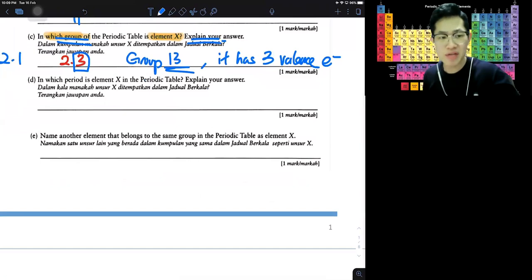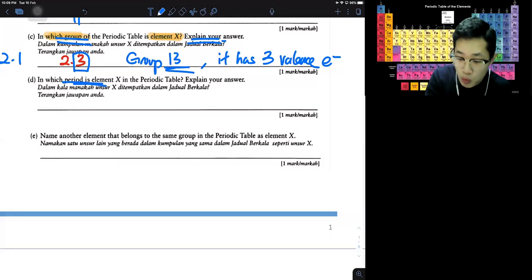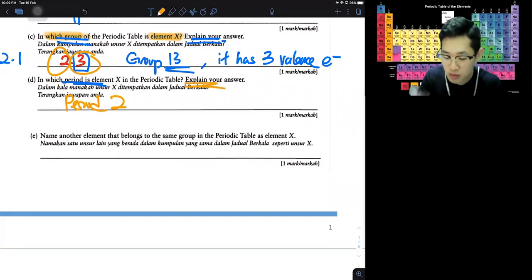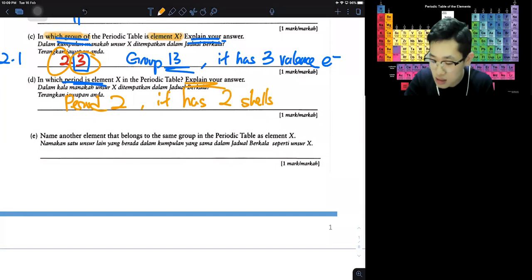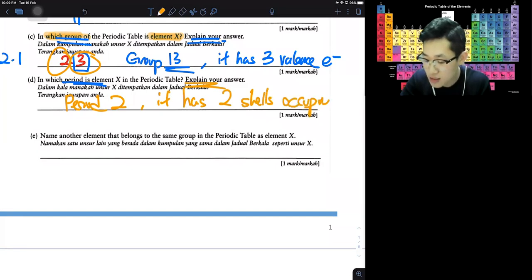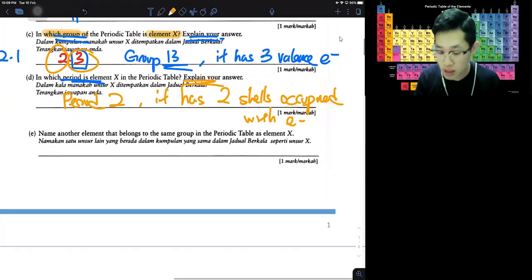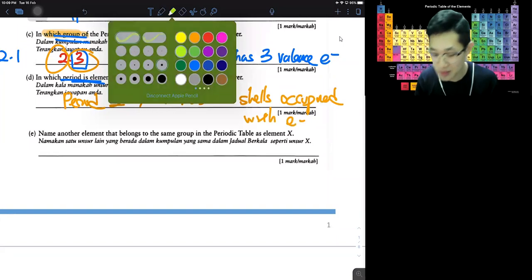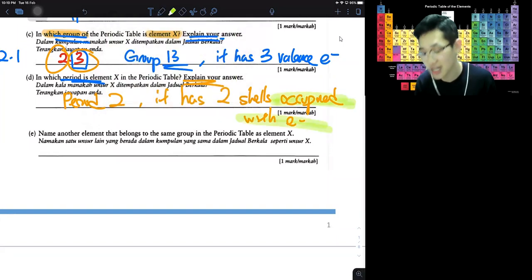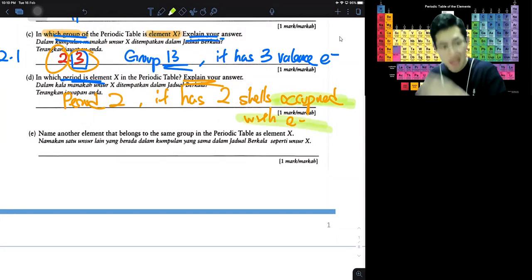So in which period is element X in the periodic table? Explain your answer. So period, you see, 2, 3. We have 2 numbers here, 1, 2. So it will be in period 2. Explanation will be, it has 2 shells occupied with electrons. Remember the word occupied with electrons. Don't just write 2 shells.